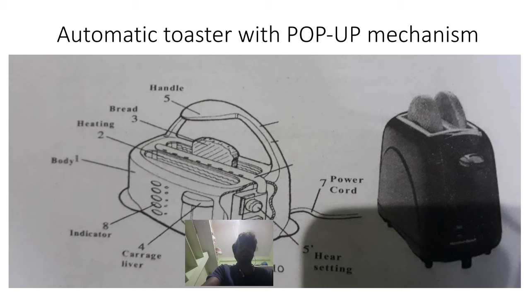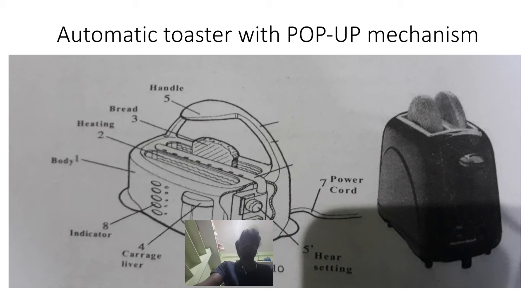The toaster does not turn on unless the carriage and the rocks of the toaster are closed. They also provide a selector switch. The selector switch indicates whether the toaster is kept warm or in pop-up position. This is the automatic toaster with pop-up mechanism.